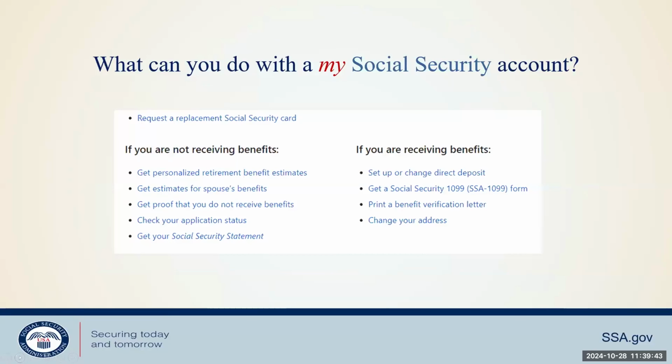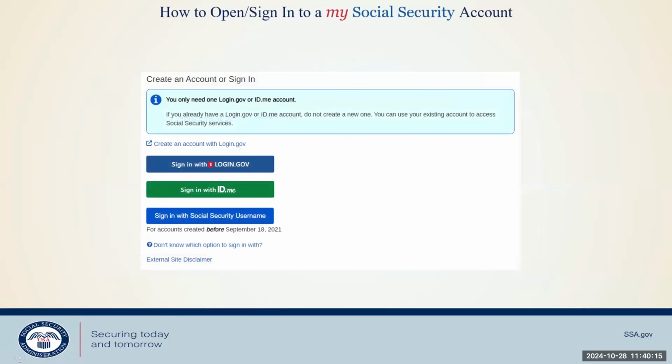If you're already receiving benefits, it's going to allow you to update your address, get proof of benefits, change it, set up your direct deposit, and get your 1099 at tax season. In addition to that, either way, whether you're receiving or not, if you have a valid driver's license or state ID, you can request a replacement Social Security card behind your My Social Security portal. Therefore, you can do it all online, never leave your house, and you don't have to go into an office to get the replacement card should you need it. So I encourage you to do that.